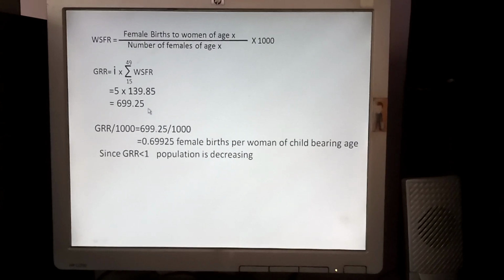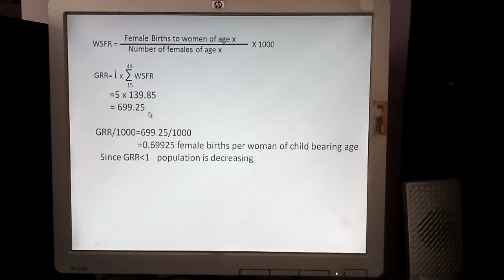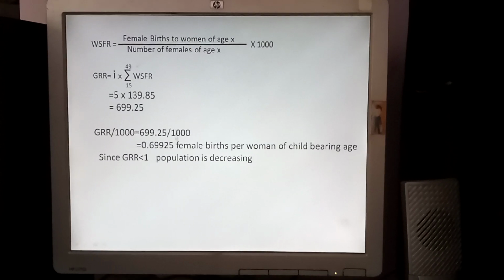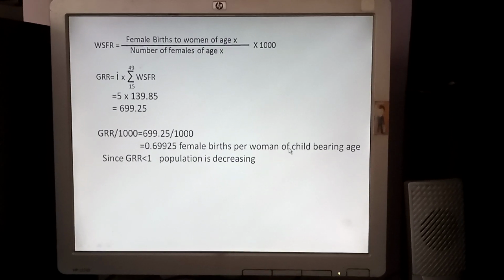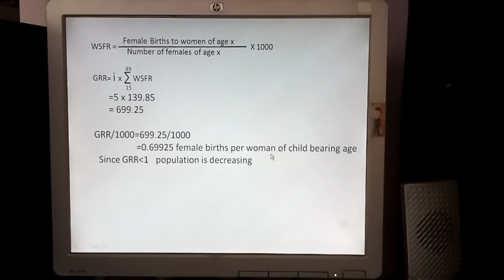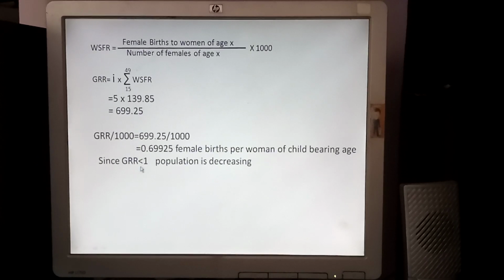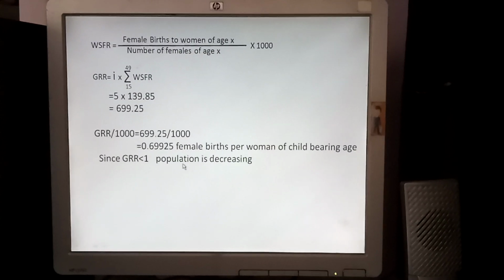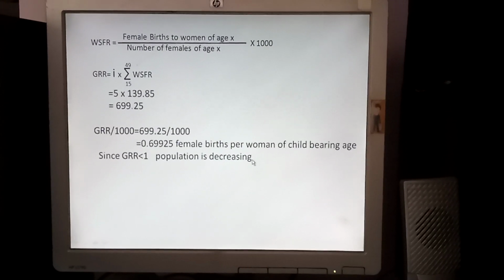This value represents female births per 1000 women of childbearing age. If it is divided by 1000, then we get female births per woman. So observe this value, it is less than 1. 0.69 means it is less than 1, so we conclude that population is decreasing.